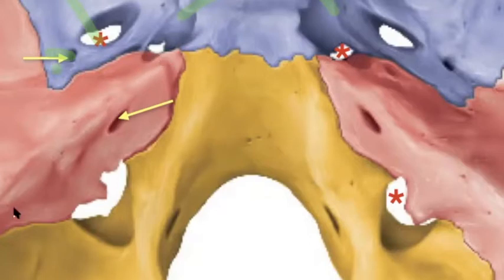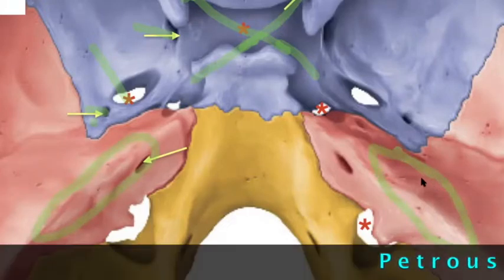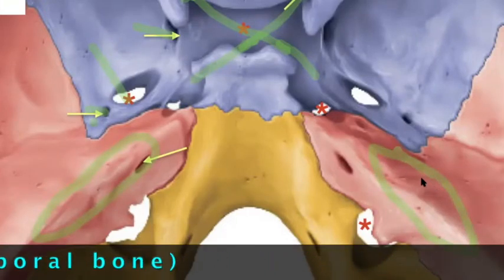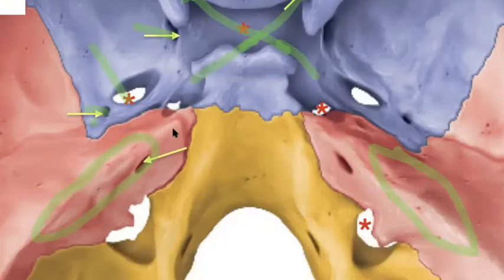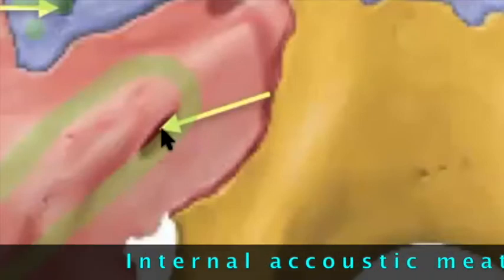But this ridge right over here is called the petrous portion of the temporal bone, right? This kind of pyramid shaped thing. And on the posterior side of that petrous portion is this hole right here. This is your internal acoustic meatus.